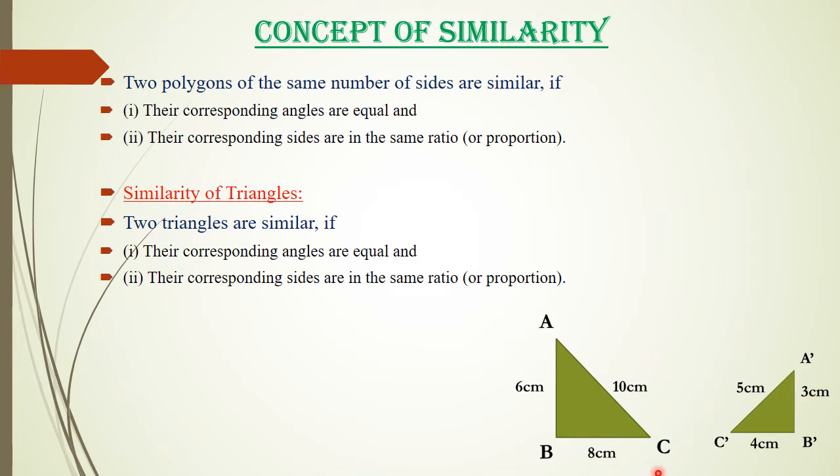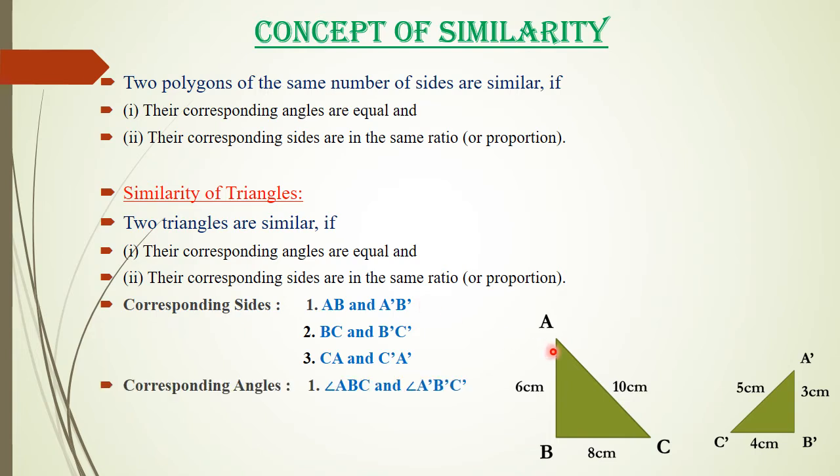Similarly, BC side is in proportion with B dash, C dash side, ratio of these two sides is also again going to be equal to 2, and AC side is in proportion with A dash, C dash side, ratio of again these two sides is going to be equal to 2. Therefore, I can say side AB and A dash, B dash are corresponding sides. Similarly, BC and B dash, C dash are corresponding sides. AC and A dash, C dash are one more set of corresponding sides. You can see that ratio of all these three corresponding sides are going to be equal, that is going to be equal to 2.